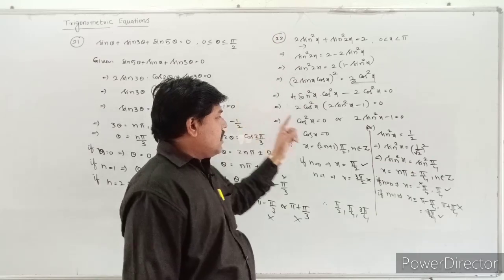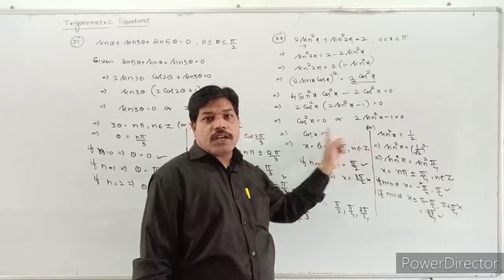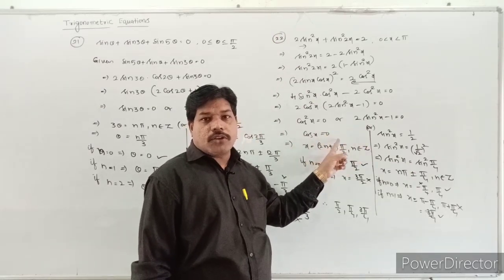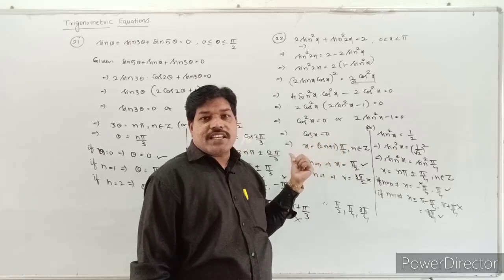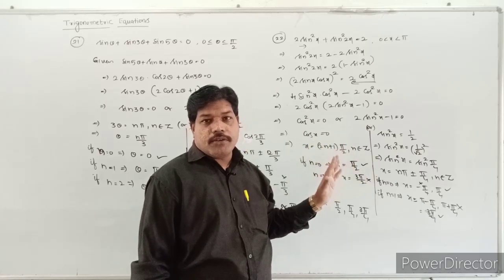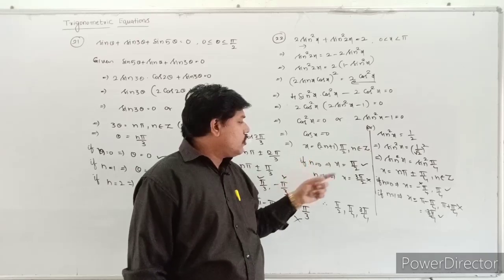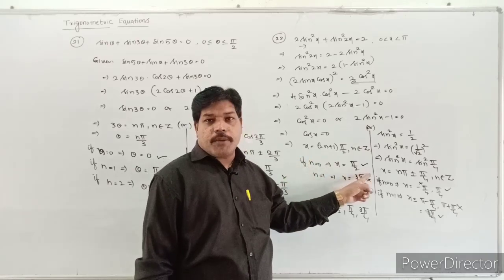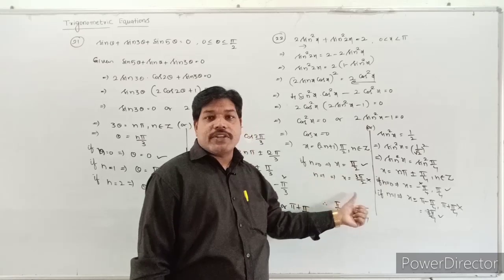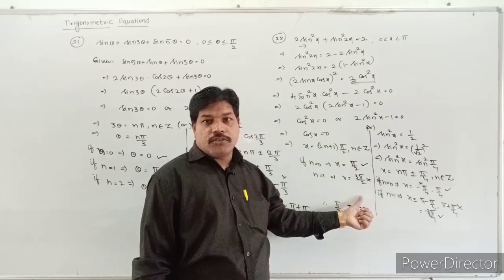So first see this one. After calculating here, cos square x is equal to 0. Cos square x is equal to 0 means cos x is equal to 0. Cos x is equal to 0 gives x is equal to (2n plus 1) into pi by 2. So for n is equal to 0, x is equal to pi by 2. If n is equal to 1, x is equal to 3 pi by 2.